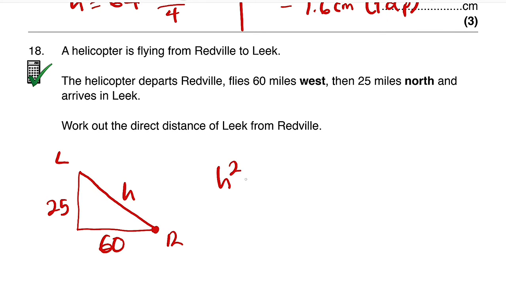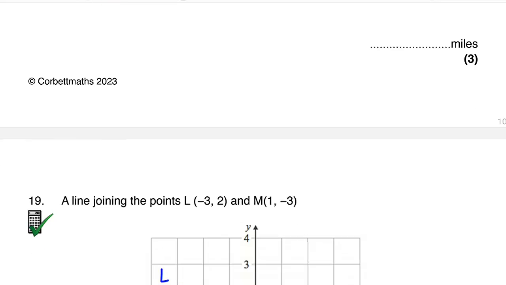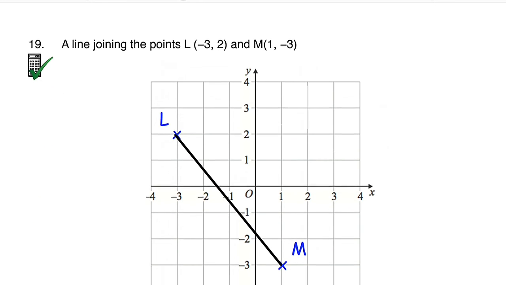So h squared is equal to 25 squared plus 60 squared. I want you to do this. h is equal to the square root of 25 squared plus 60 squared. Work out your answer. Let's move on to question number 19.